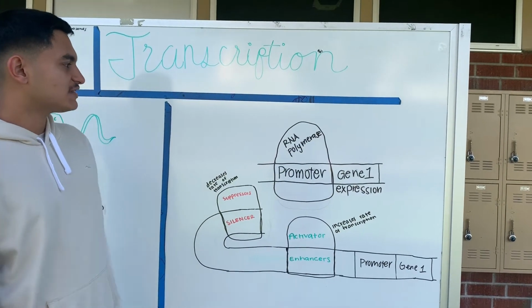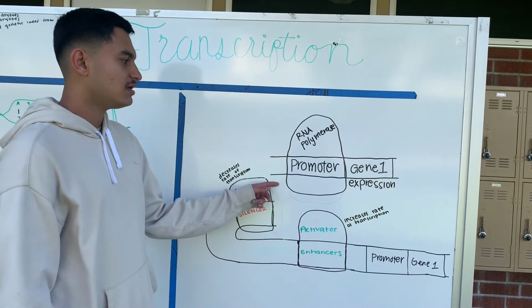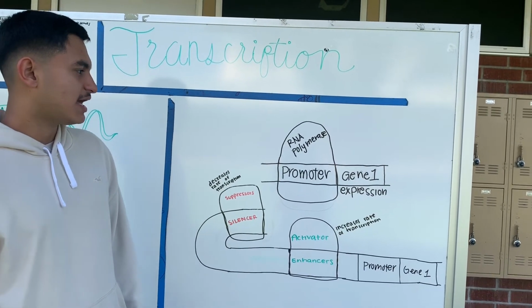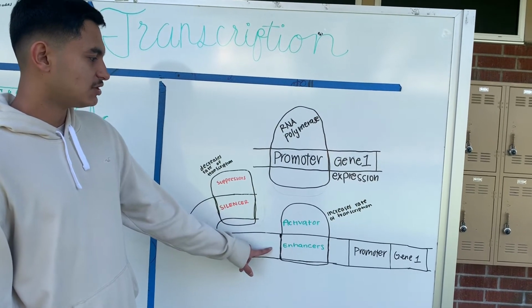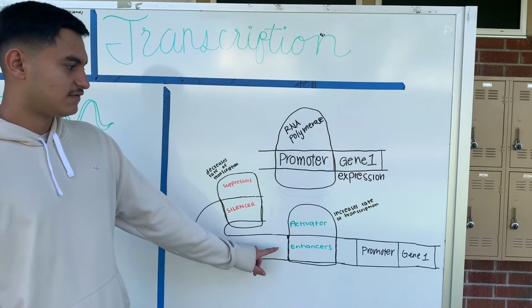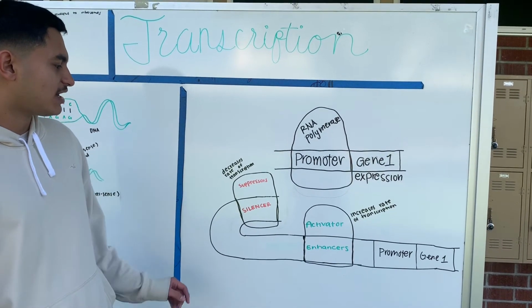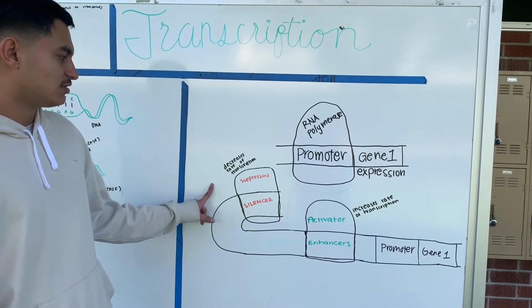To begin the process of transcription, an RNA polymerase binds to a promoter sequence of a gene so that it may be expressed. And to enhance the expression of a gene, an activator will bind to an enhancer to increase the rate of transcription. On the other hand, a suppressor will bind to a silencer to decrease the rate of transcription.